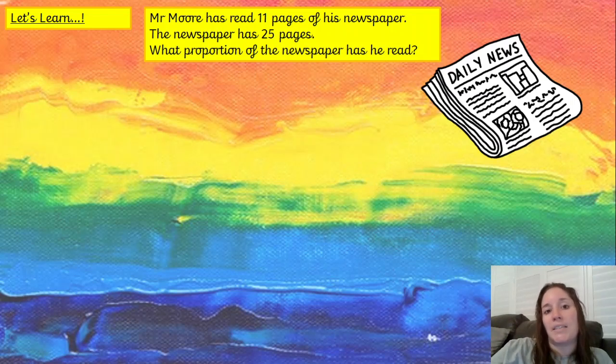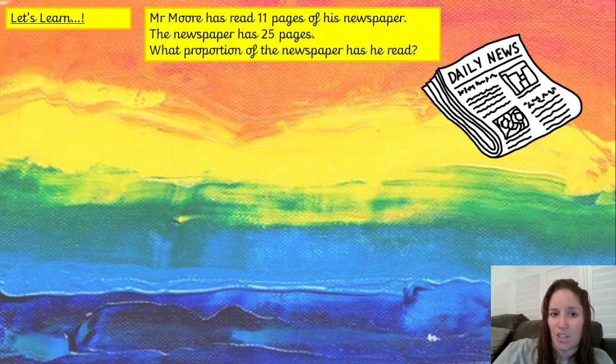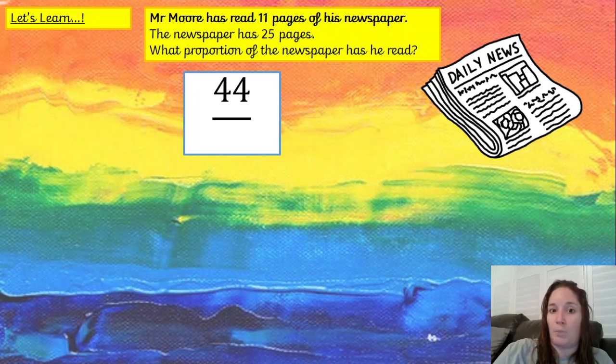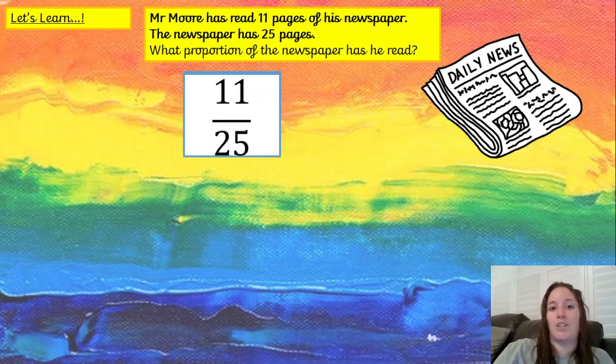Okay, Mr. Moore has read 11 pages of his newspaper. The newspaper has 25 pages. What proportion of the newspaper has he read? So let's have a look. We know that Mr. Moore has read 11 pages of his newspaper. The newspaper has 25 pages. That's what it should look like. So we've got 11 pages out of 25.